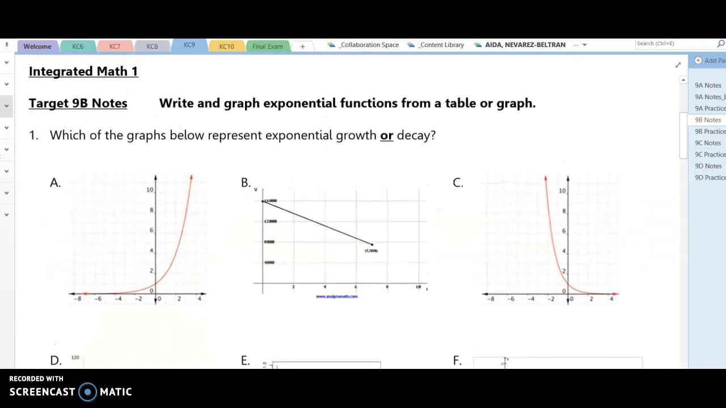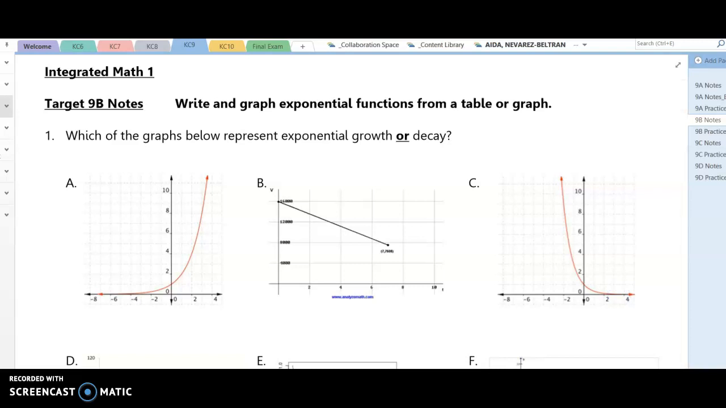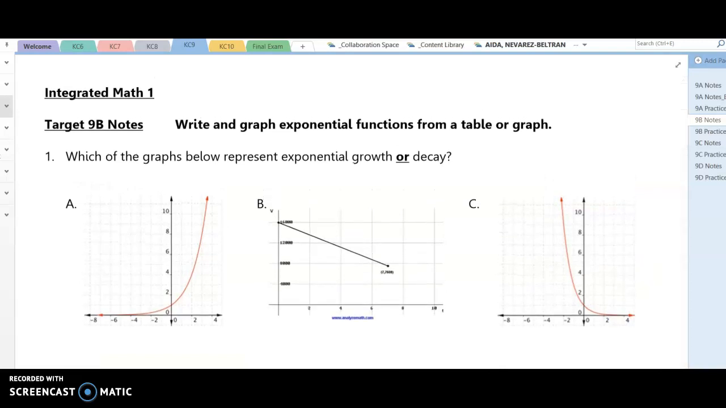Alright, so today we're doing 9B notes. So it says write and graph exponential functions, right? So we're moving into exponential functions. So 9A was doing exponential functions. You guys just didn't really know it.